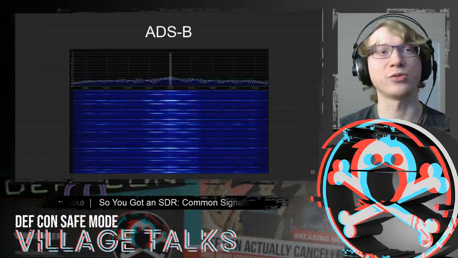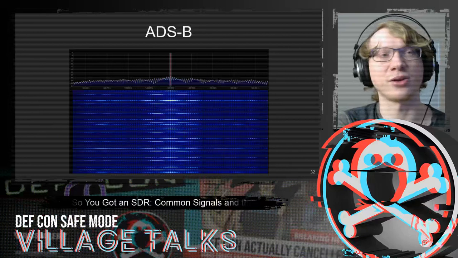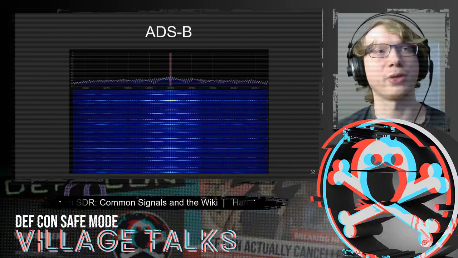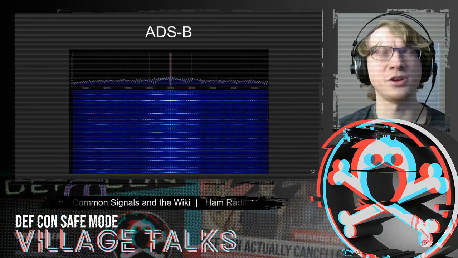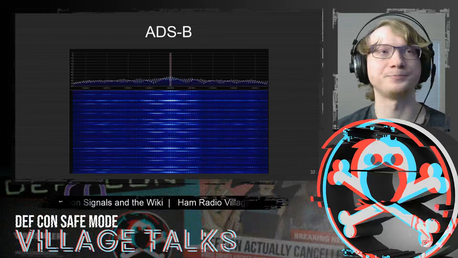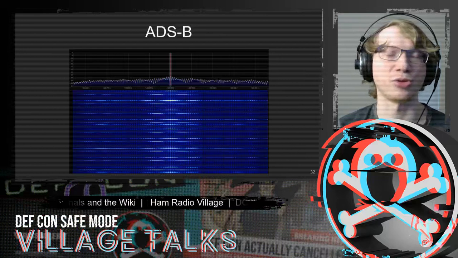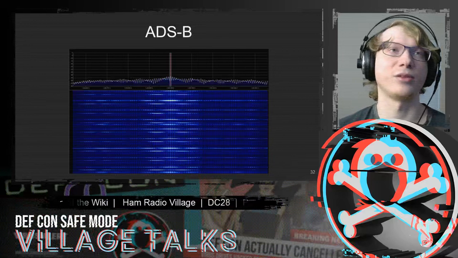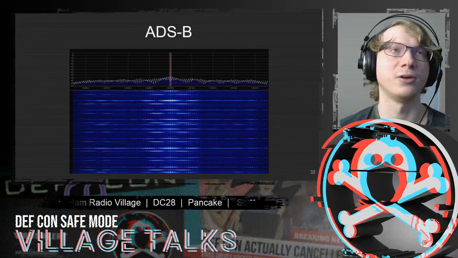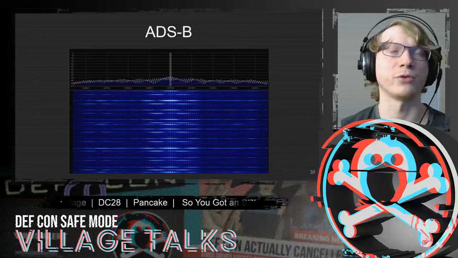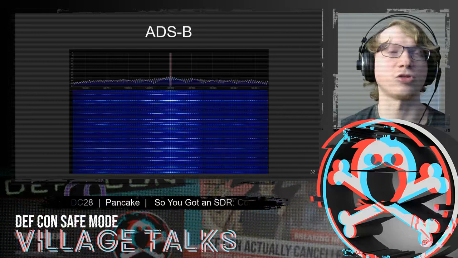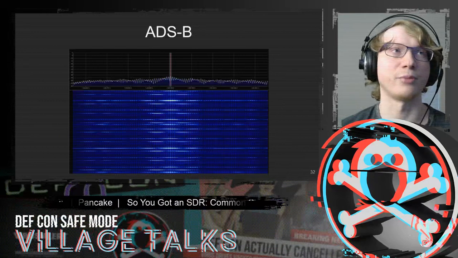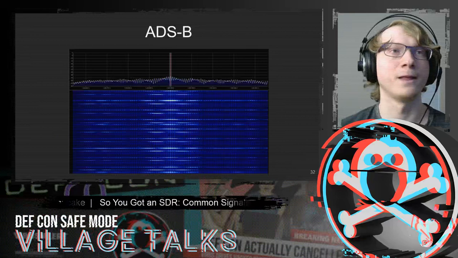ADS-B is, of course, another signal up here at 1090 megahertz, and this is used by planes. They send out near real-time GPS information and speed information and altitude, and you can do it yourself with RTL 1090 or Dump 1090. It's pretty popular to set up a station to receive these, and then pump the results out to something like ADS-B Exchange, which is my favorite. You can find out what all the planes are that are flying overhead from there.